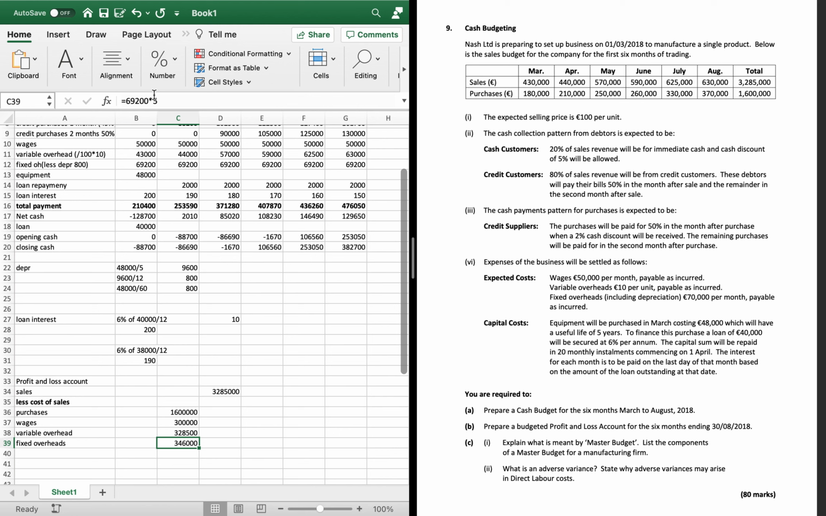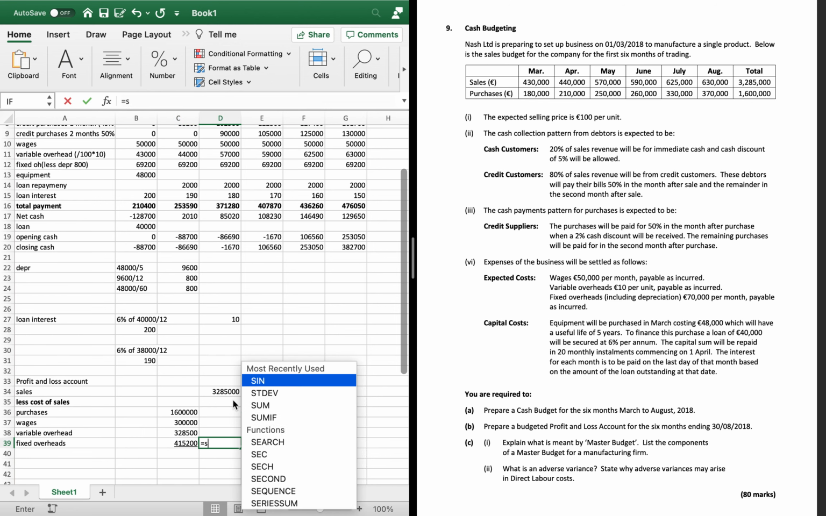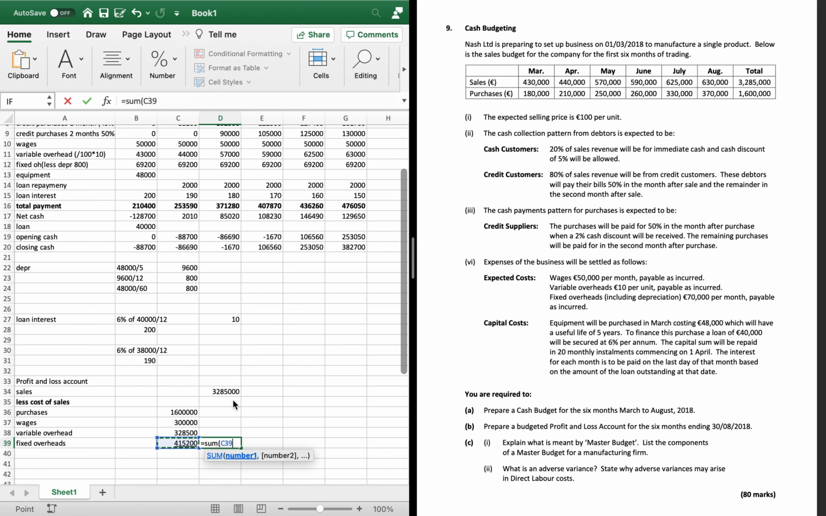It's multiplied by 6, that didn't seem right, 415,200. So that's all of our expenses. We don't include our interest and we don't include our depreciation. They're always shown separately. So there are costs of sales, so we'll take them away to find our gross profit. Now, this isn't technically right in accounting terms, but it's what we do in cash budgets.